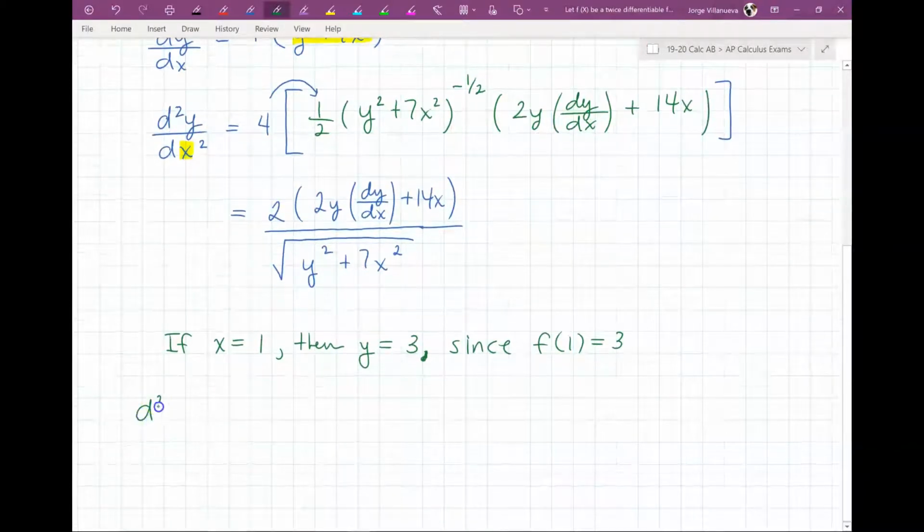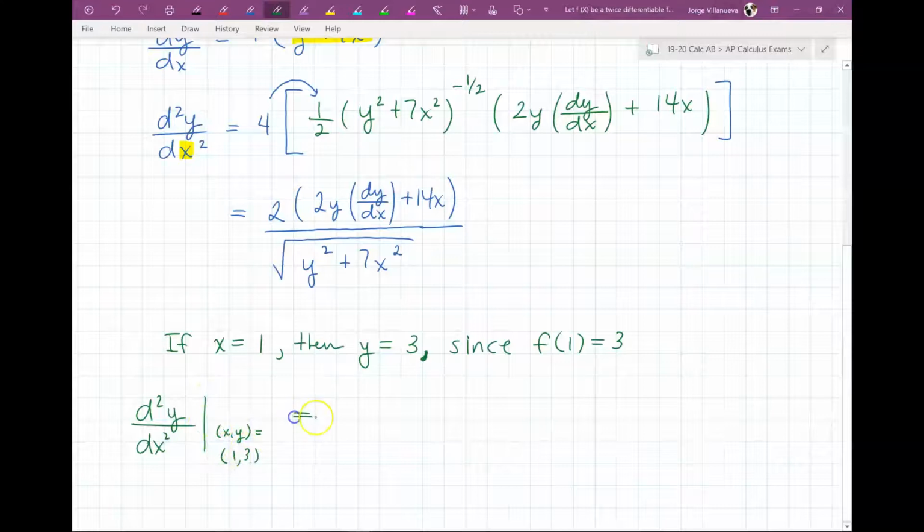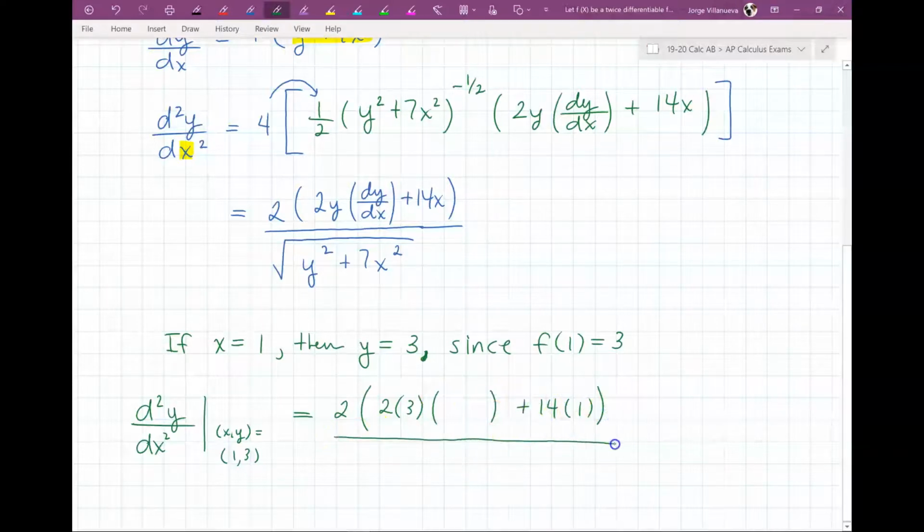So d squared y dx squared when x comma y equals 1 comma 3 is 2 times 3. Right now we'll do the dy dx part. Plus 14 times 1. And then we're going to divide all of this by the square root of y squared. So that's 9 plus 7 times x squared. That's 7 times 1, so it's just 7.